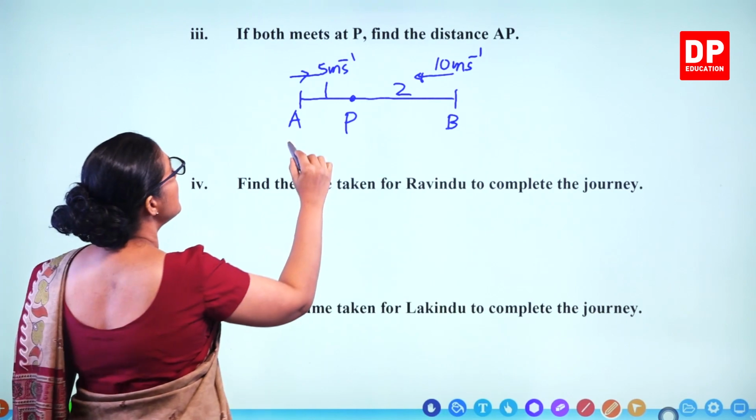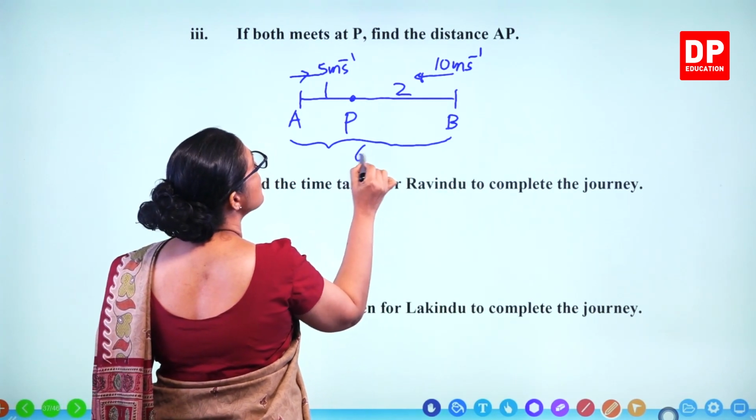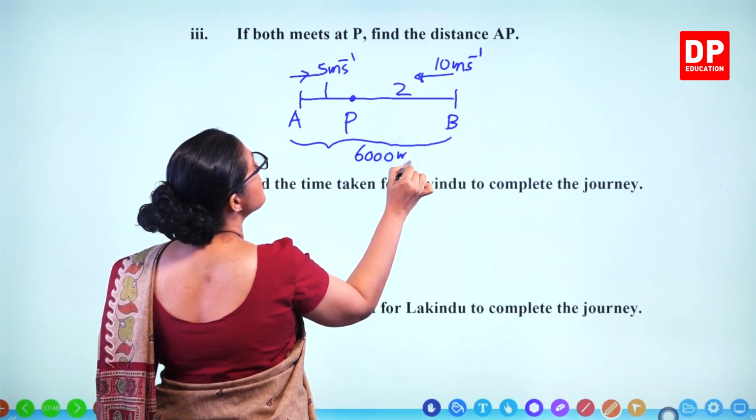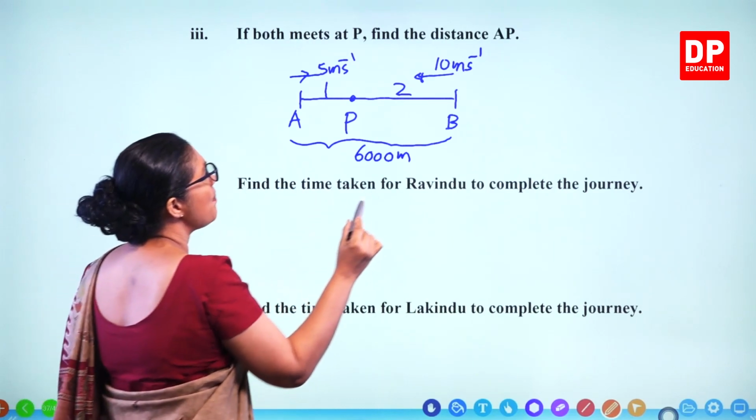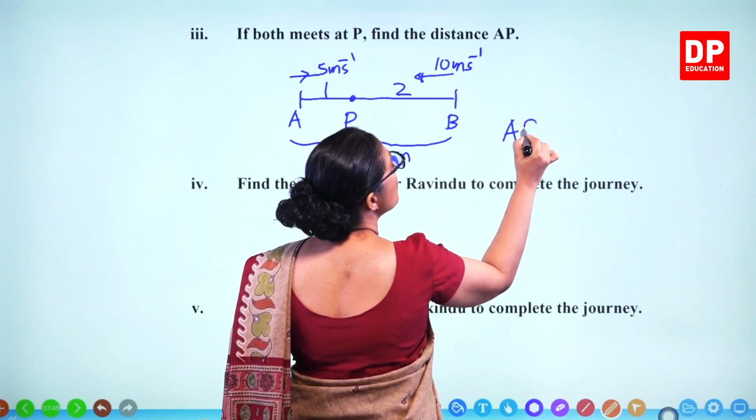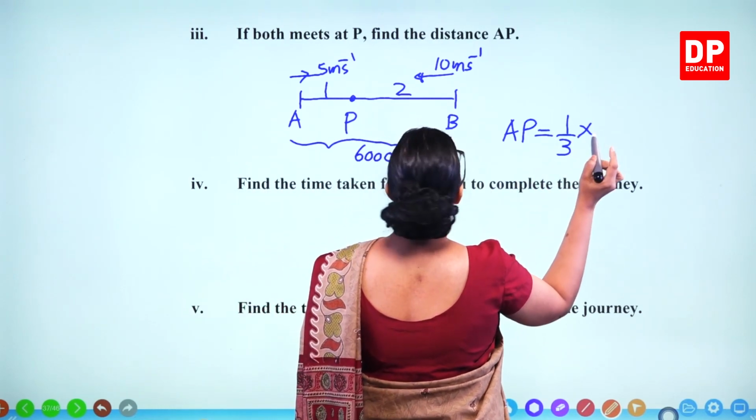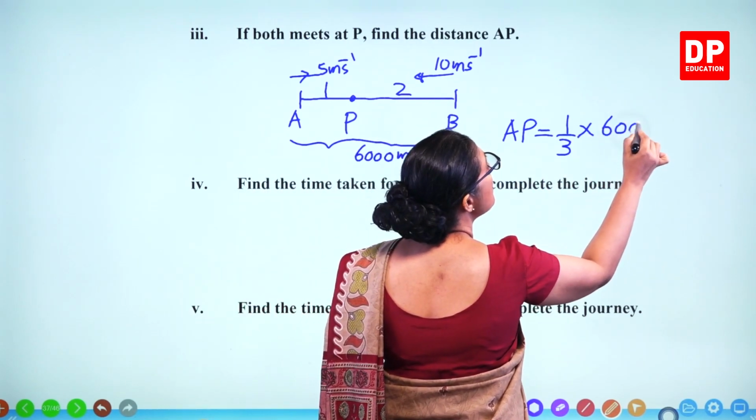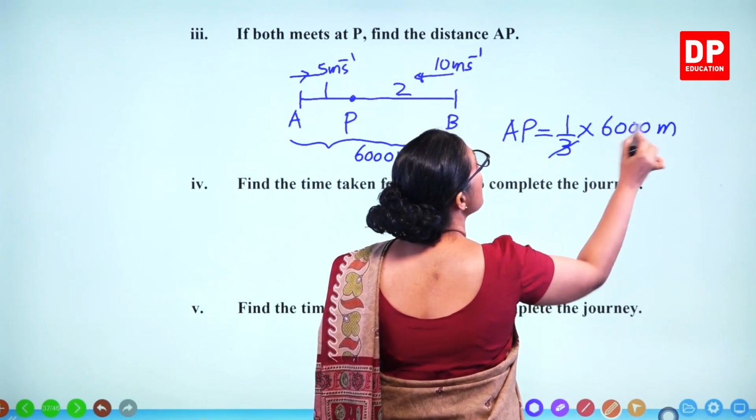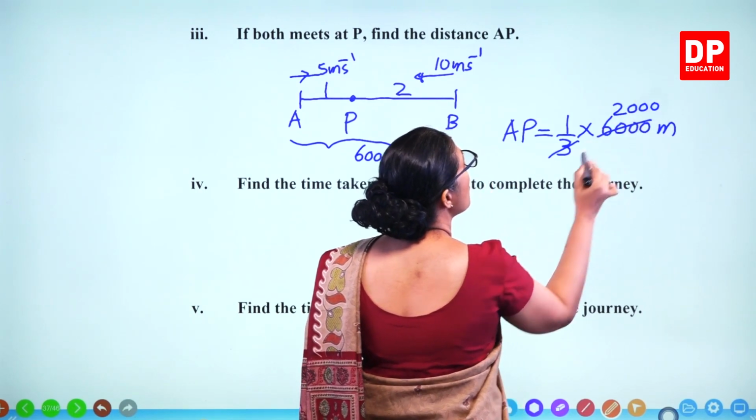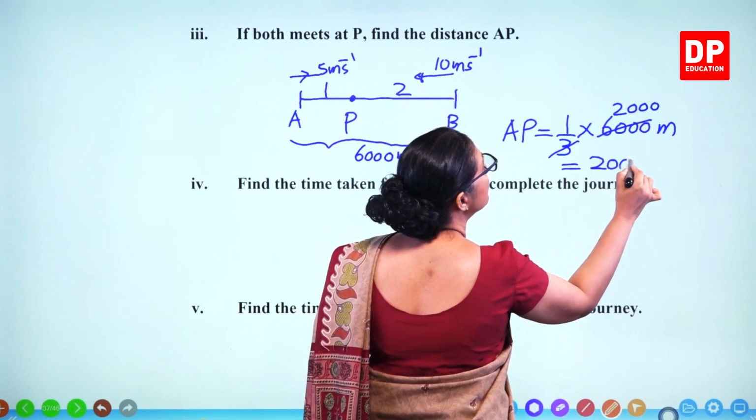So divide the 6,000 meters into 1 to 3 ratio. So what is AP? AP is equal to 1/3 of 6 kilometers or 6,000 meters. So you get 2,000 meters as AP.